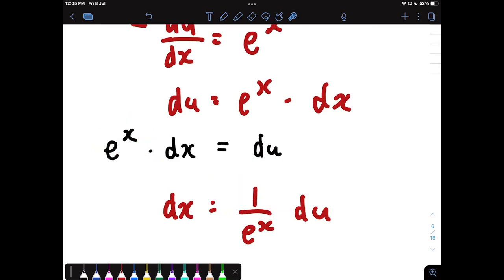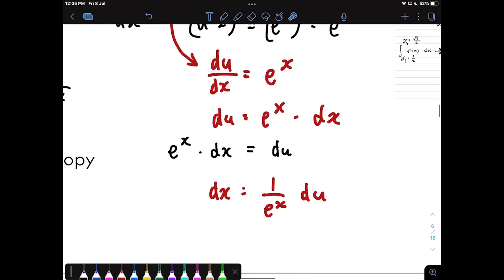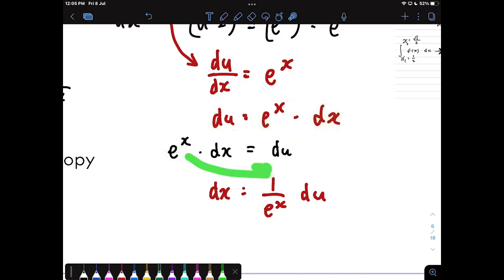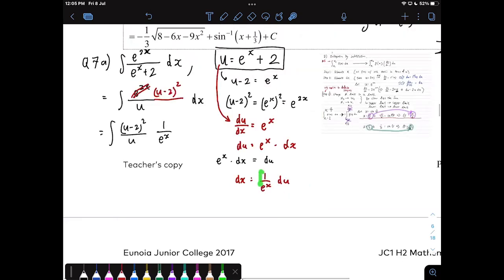I think this is a common problem with students. When you want to make something the subject, make sure it's on the left side so that you can see it clearly. For me, I'm experienced already, so I know how to make it the subject straight away. But make sure that the thing you're trying to make the subject, keep it on the left-hand side first. Then divide by e power x. I think that's easier to see, right? So now you got 1 over e power x, then du. Is that correct? My x changed to u. Can I now integrate? Step 1 done already?